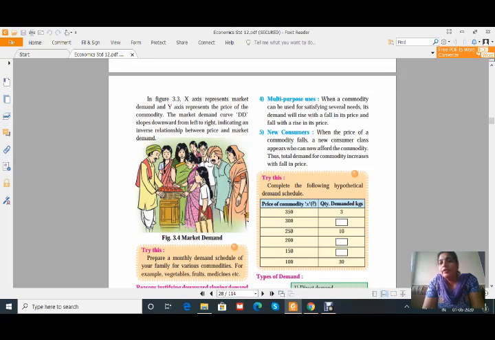Then the fifth one is new consumer. When the price of a commodity falls, a new consumer class appears who can now afford the commodity. For this, again I want to give you one example. If a person who wants a mobile phone has only 10,000 rupees, at this price there is only a limited quantity of mobiles available.